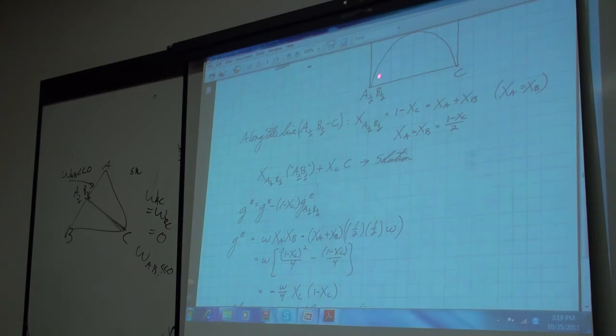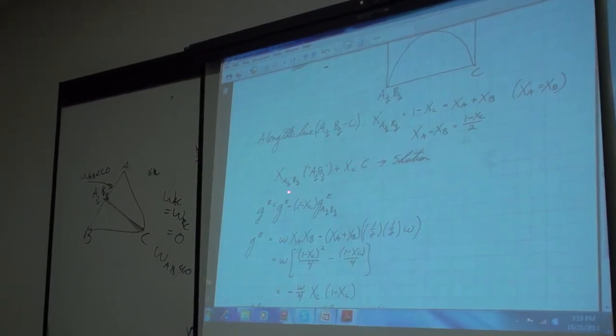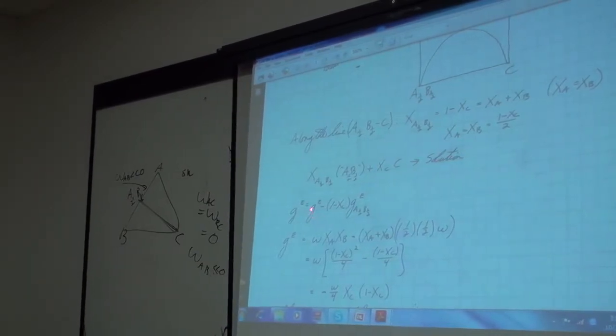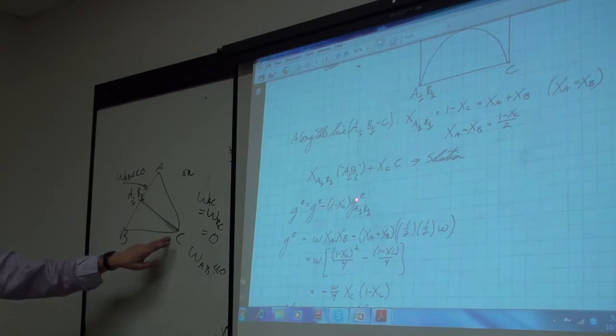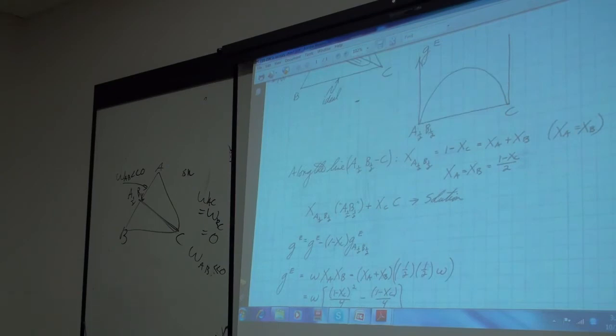Now I'm considering this reaction where I mix A1/2, B1/2, so I'm taking a solution at that composition, already mixed, and I'm mixing it with C. So I'm considering this reaction of taking 1 mole of solution at this point, already mixed, and mixing it with C. So (1 minus XC) moles of this already mixed solution plus XC times C forms my solution. The excess Gibbs energy for that is the excess Gibbs energy with respect to A, B, and C minus (1 minus XC) times the excess Gibbs energy at that point. It depends what you're referring it to. I'm mixing these two.